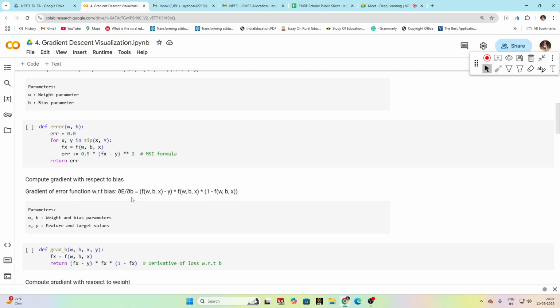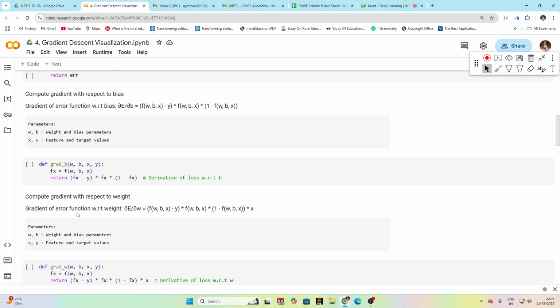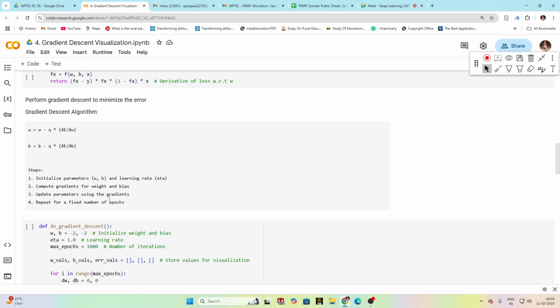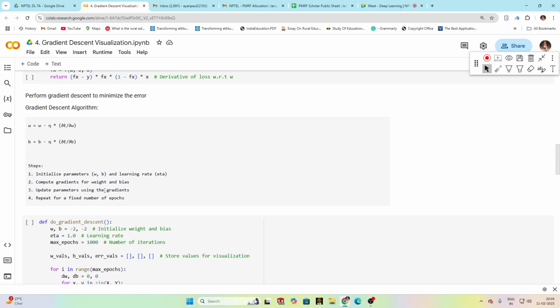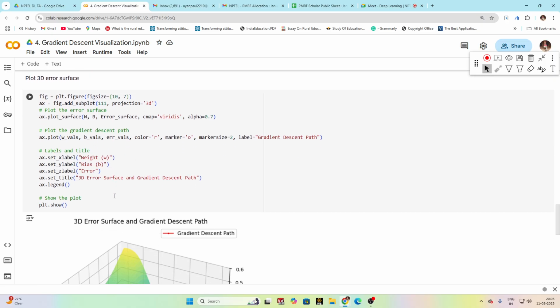You can see this is the gradient, delta E by delta V, gradient with respect to bias, and then there will be gradient with respect to weight also. Where's the gradient with respect to weight? Yeah, this is the gradient with respect to weight also. And then this is the gradient descent algorithm. This is also given to all of you, and then you can just run it and you can see the results. So everything is self-explanatory.